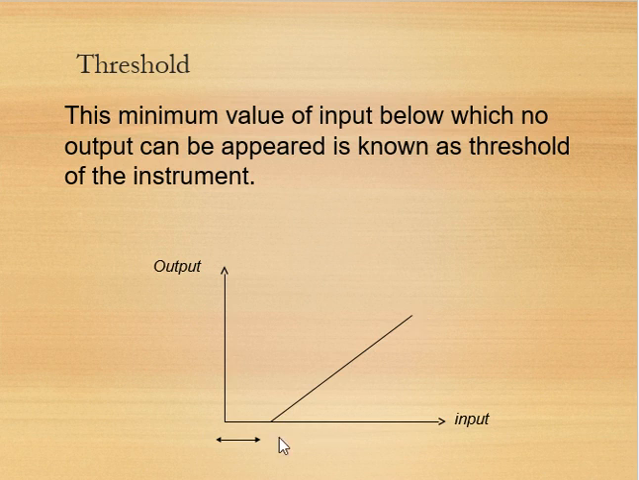Okay, so it will be very good if this threshold value is minimum. Ideally we want this threshold value to be 0, but practically some threshold value will be there, because there are n number of components used in instruments, and they have some errors or threshold values also. So collectively there will be some threshold value while considering any instrument or system. Okay, so this is all about the threshold value.